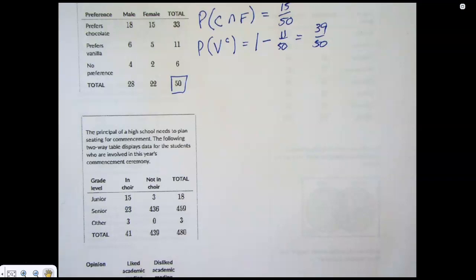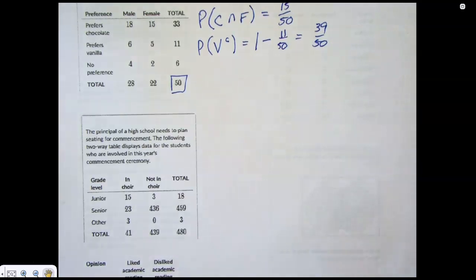Do you see where I'm getting it from? So how many people do prefer vanilla? 11. And so everyone else is the complement. If I were to draw it, how many people are in the box? 50. How many people prefer vanilla? 11. The size of that box is the complement. So it's everyone else. So it'll be 39. Does that help? 50 minus 11. Yeah.